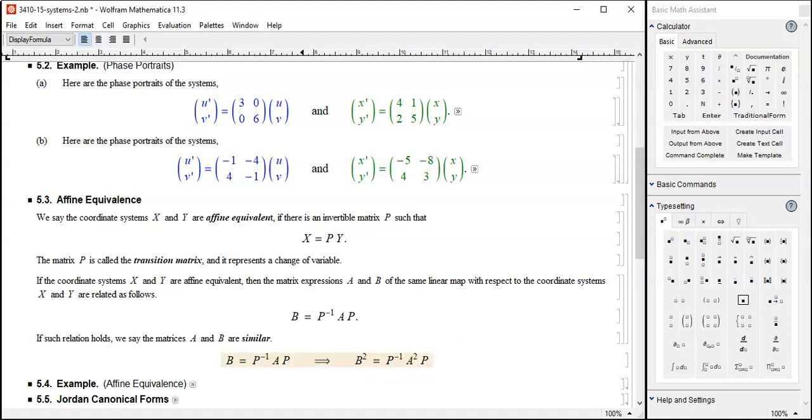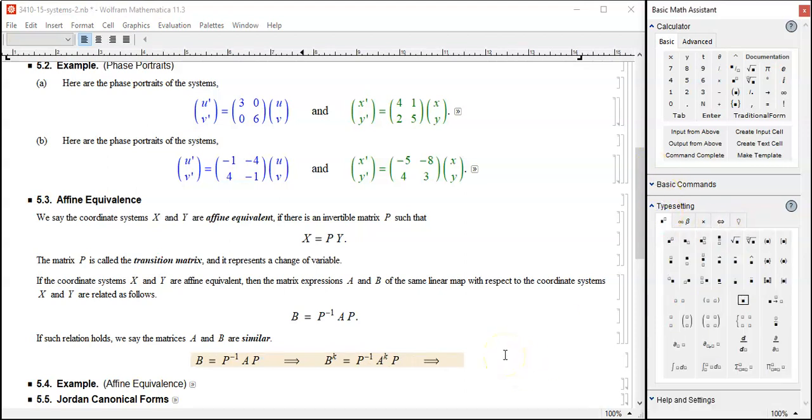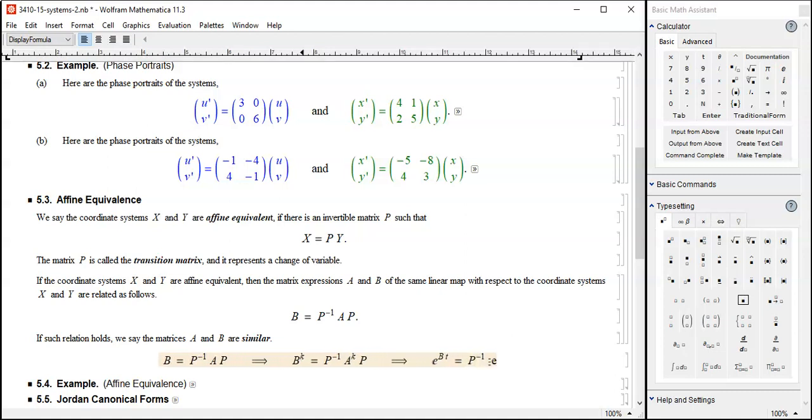And if I repeat it many times, then I'm going to get an arbitrary power. B to the k power and A to the k power are similar. And then apply that to the Taylor-Maclaurin series expansion of the exponential. Then you're going to get the matrix exponential can be written as P inverse matrix exponential P, like this. So matrix exponentials are similar as well. You can easily deduce that. The detail is left to the students.